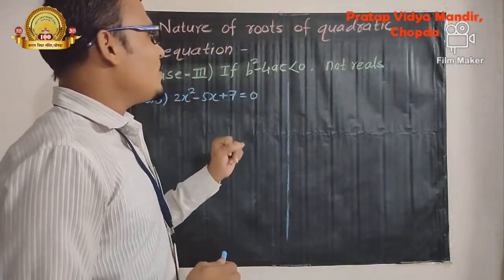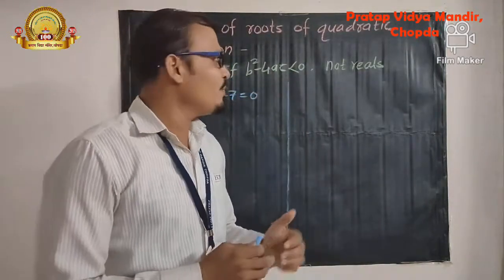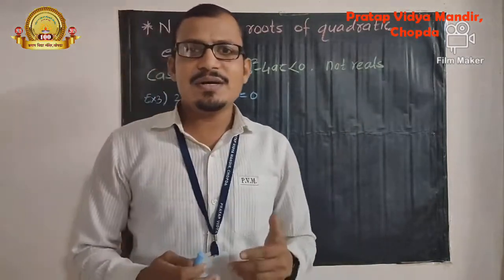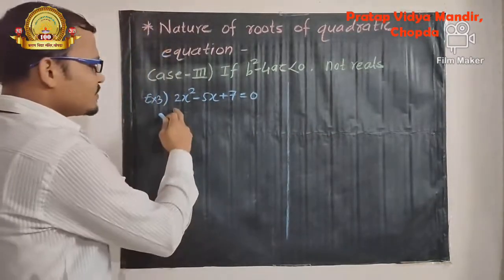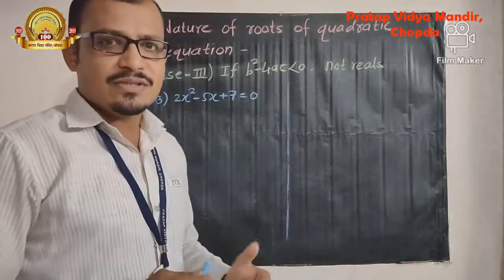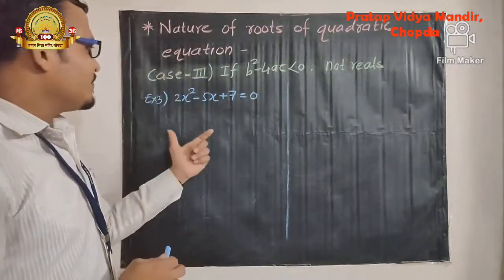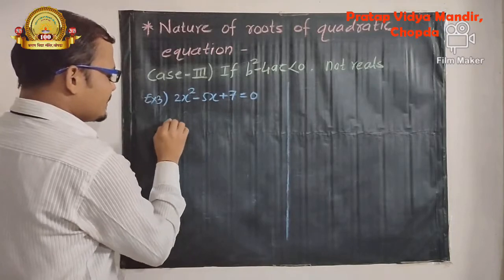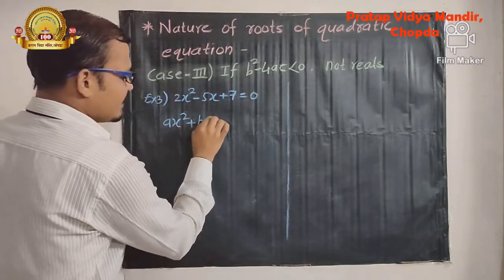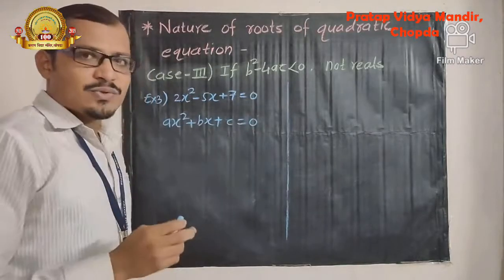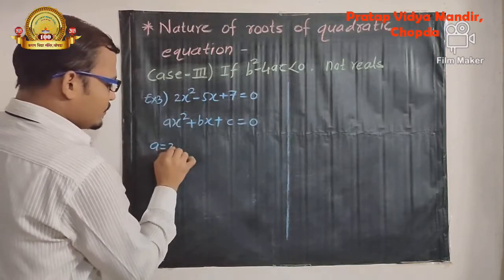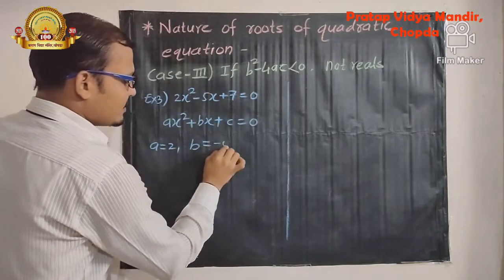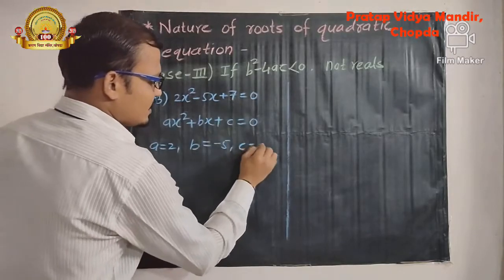And friends, our third and last case is, if the value of b² - 4ac is less than 0, then the roots of the quadratic equation are not real. Let us see an example of roots which are not real. Our example is 2x² - 5x + 7 = 0. To solve this example, first we compare this quadratic equation with the general form ax² + bx + c = 0, so that we get the values of a, b, c. Here a = 2, b = -5 and c = 7.